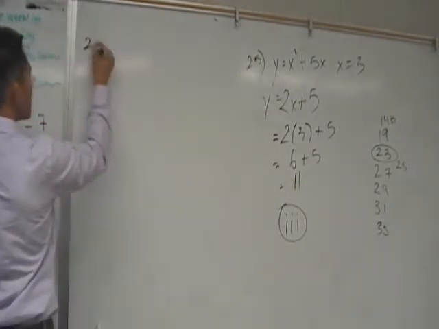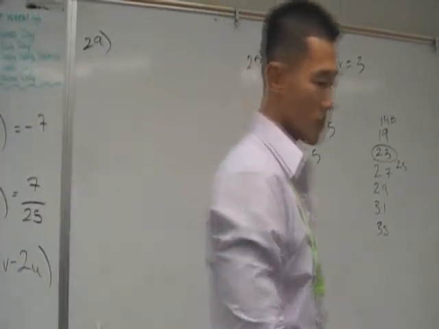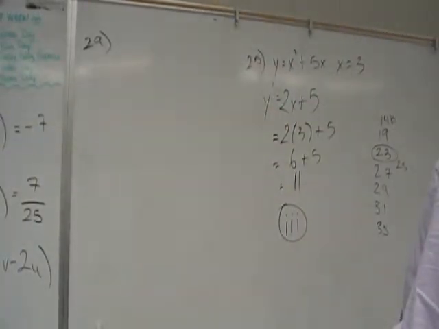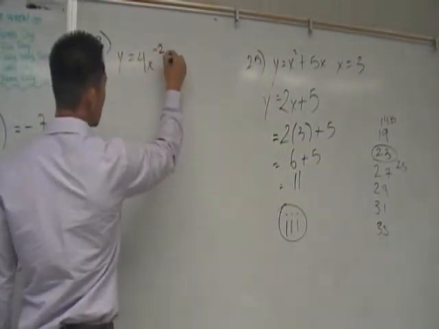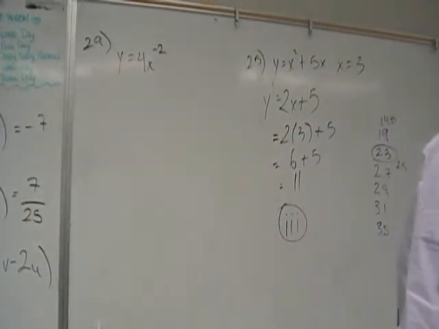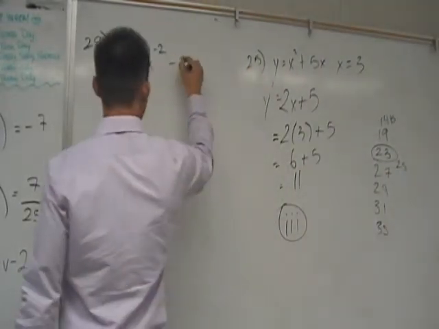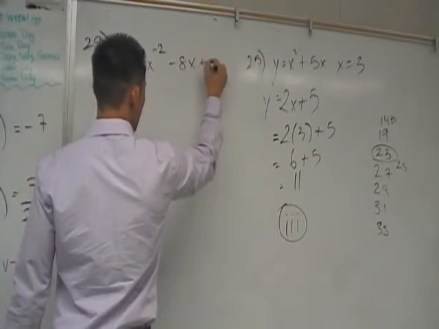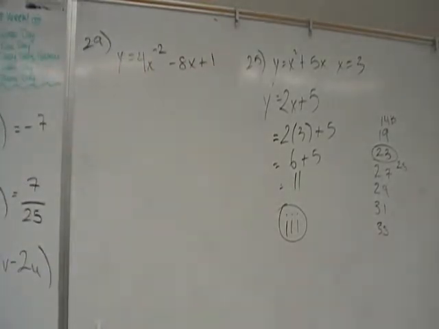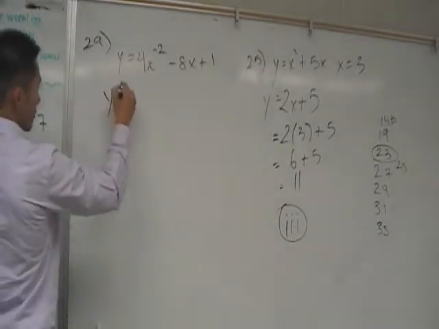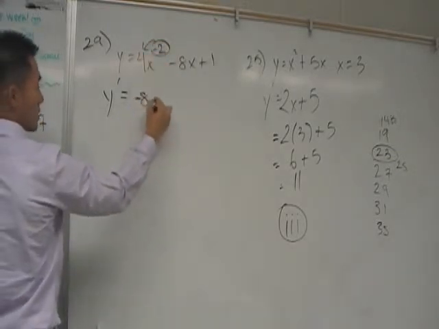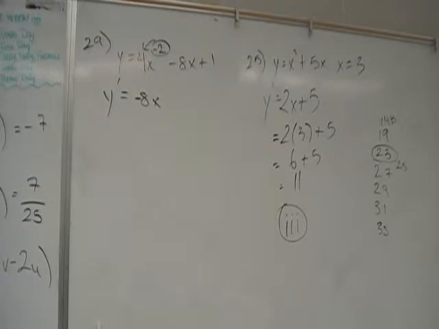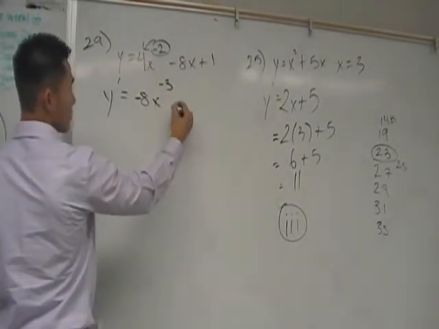So 29. Y is equal to 4x to the negative 2 minus 8x plus 1. Alright, so we gotta take the derivative of that. You're just gonna take the derivative of each term. So the rule still applies. We bring the power down, multiply with that, so you get negative 8. And then 1 less than negative 2 is? Negative 3. That's it. Minus 8.